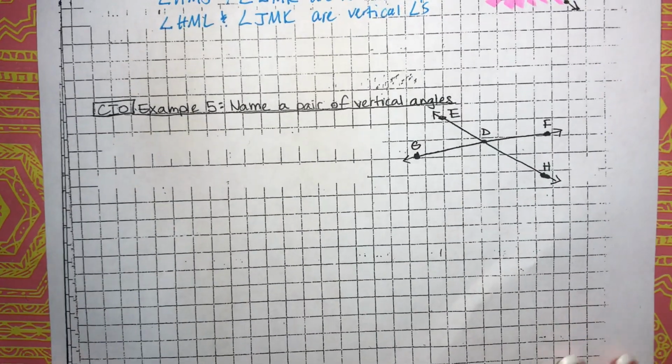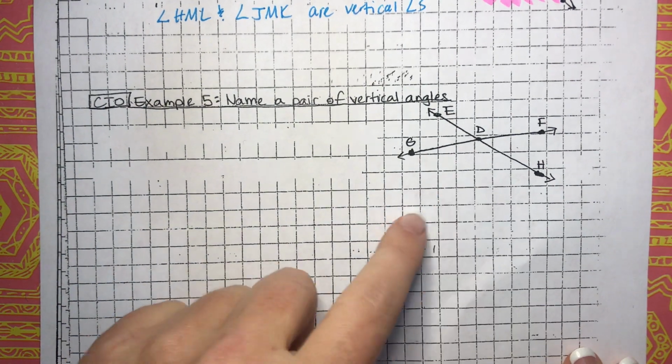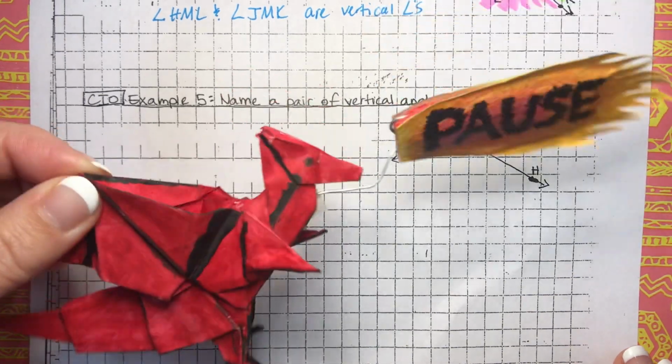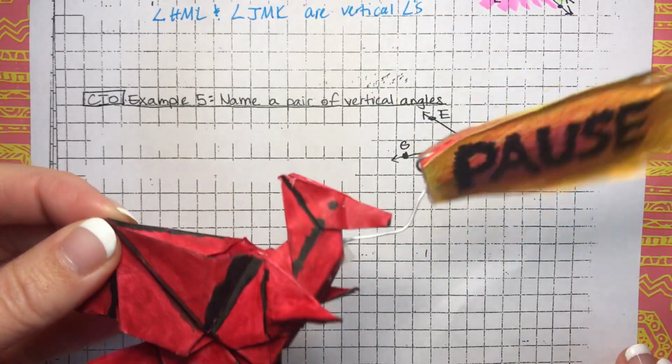All right, now it's your turn. I want you to name the vertical angles in this picture. So here's my friend, the pause dragon, to remind you to pause. When you get done, go ahead and press play and we'll talk about your answers.